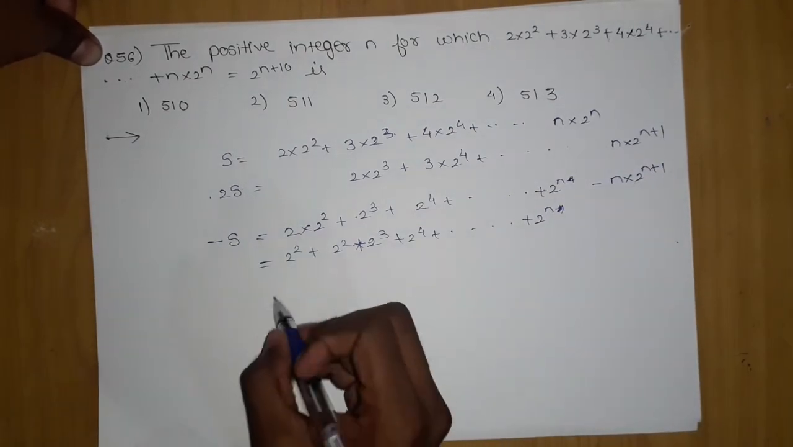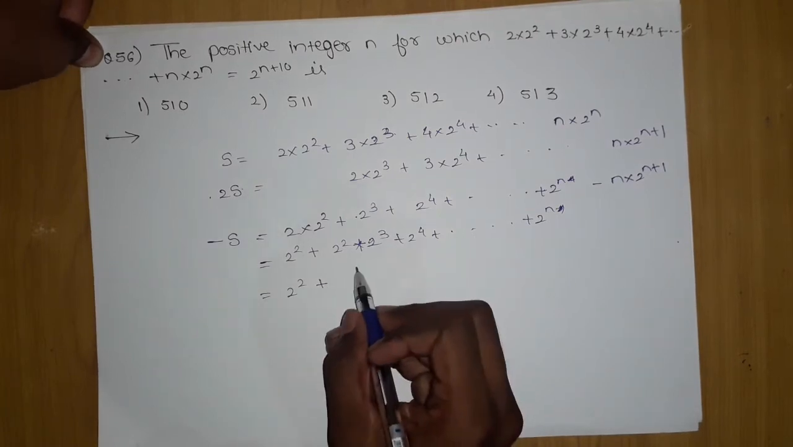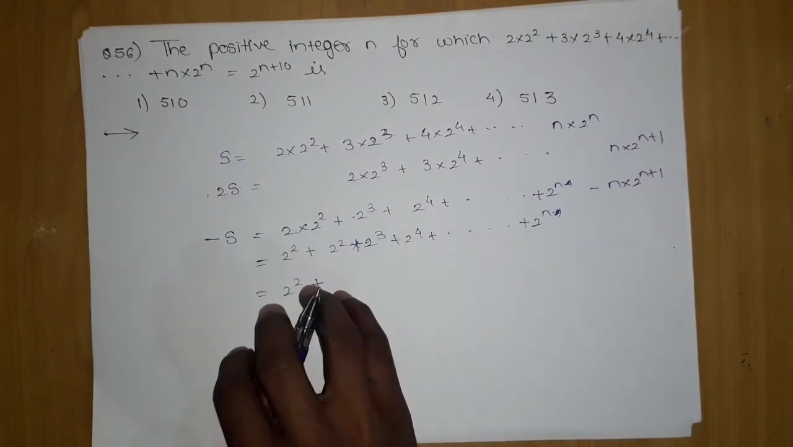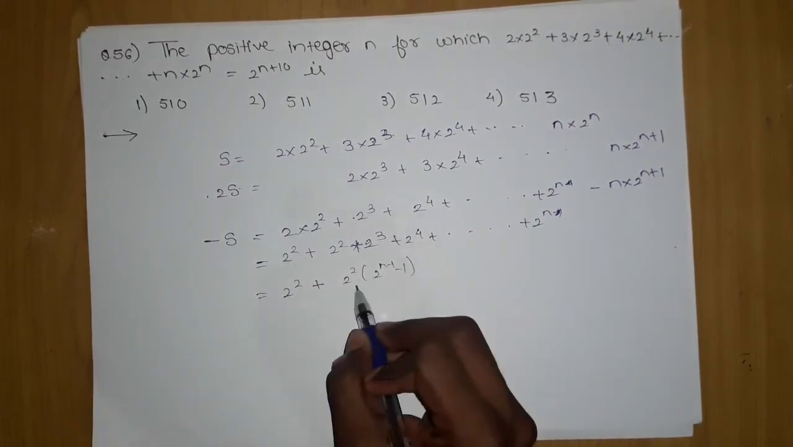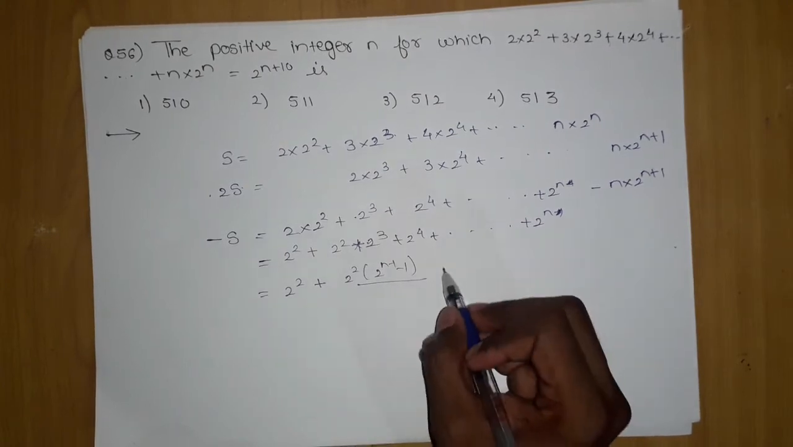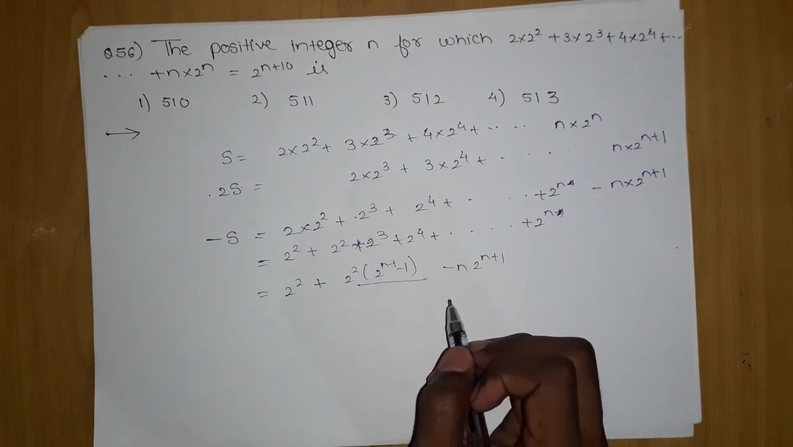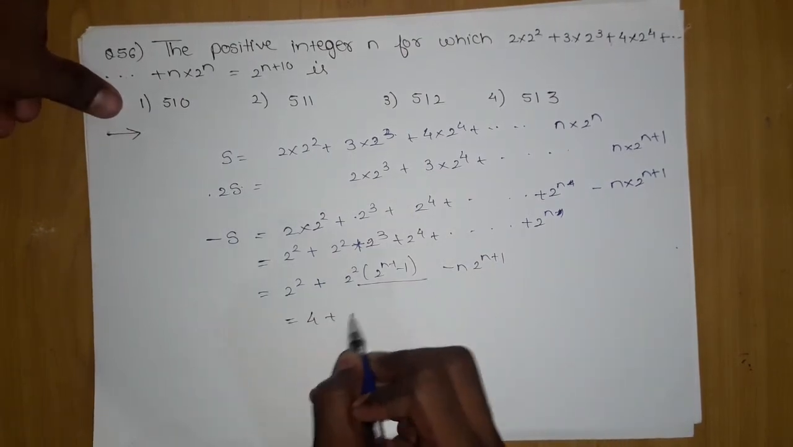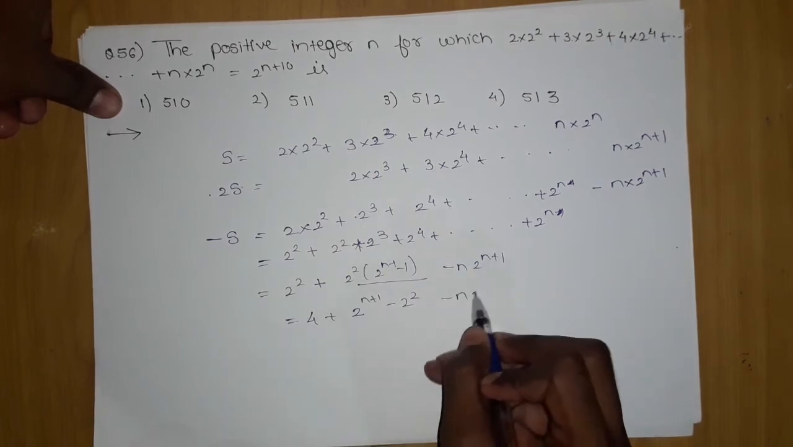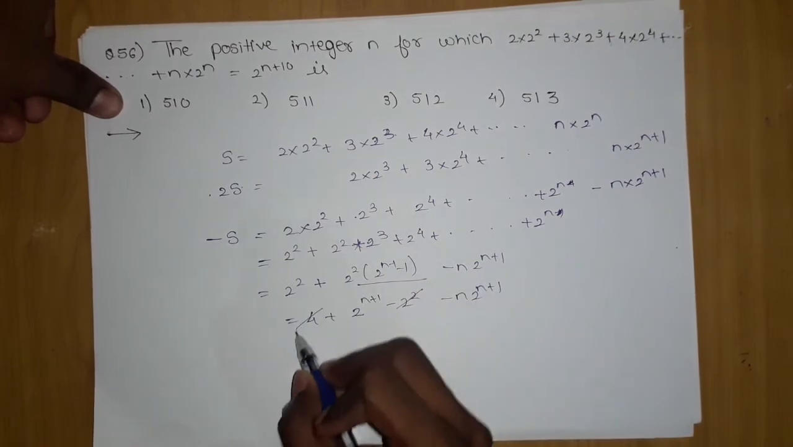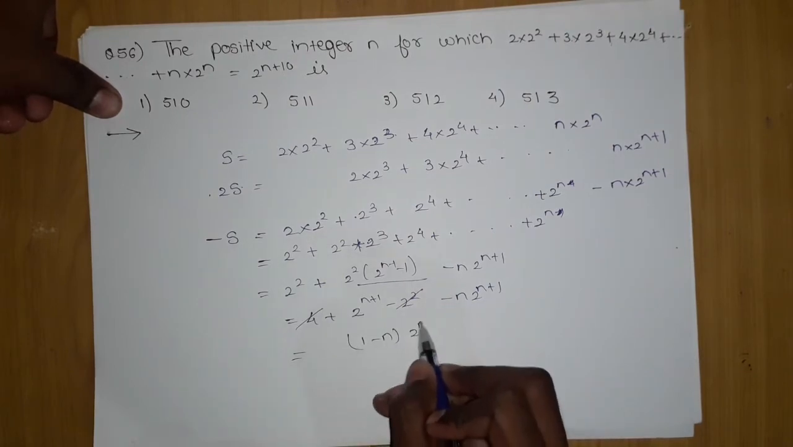Now 2 power 2 will be left, and the first term is 2 power 2, which will be 2 power 2 into 2 power n minus 1 upon, this will become 1, minus n into 2 power n plus 1. Which will give me 4 plus 2 power n plus 1 minus 2 power 2 minus n into 2 power n plus 1. So this and this will cancel out, giving me my final answer 1 minus n into 2 power n plus 1.